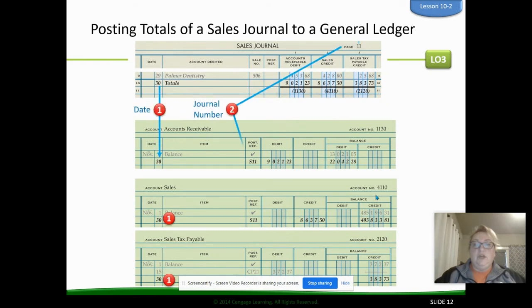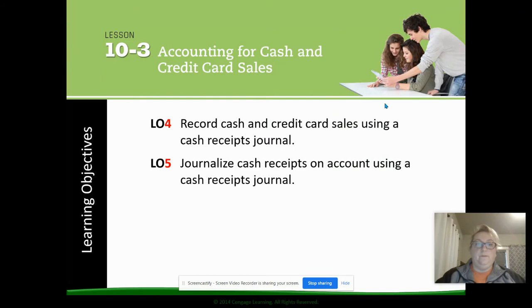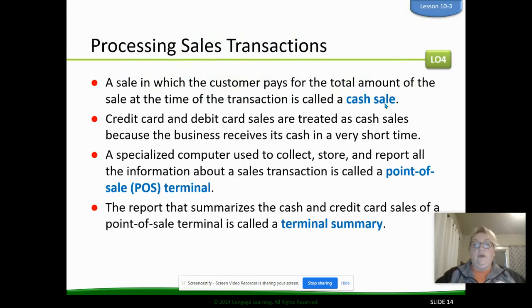So this just shows that posting process, and notice that we have those brackets. When we do MindTap, sometimes they will put the bracket in automatically. Sometimes you have to add it. You just have to pay attention to what it shows. So now we're into our cash receipts journal.